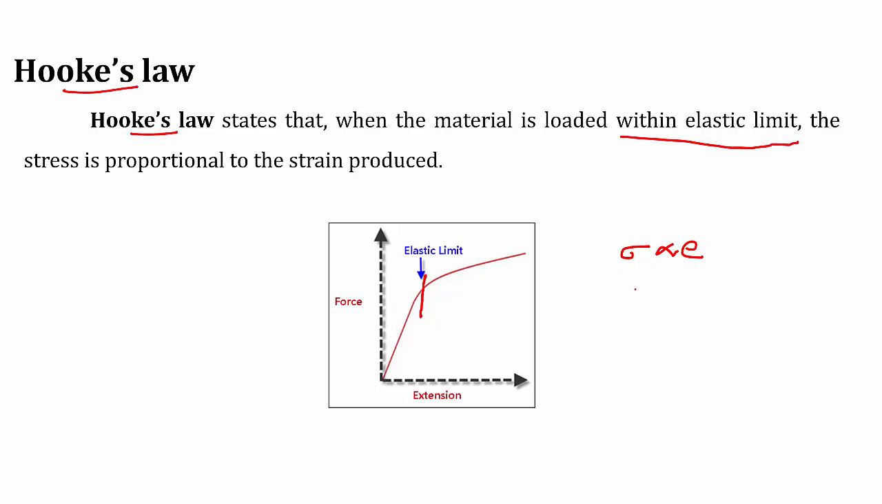So now, to remove this proportionality, what I am going to do is use a constant, that is sigma is equal to E into epsilon. Okay, so here sigma is the stress, epsilon is the strain, and E is the constant that I have used.